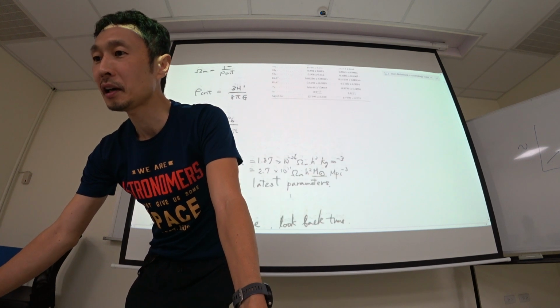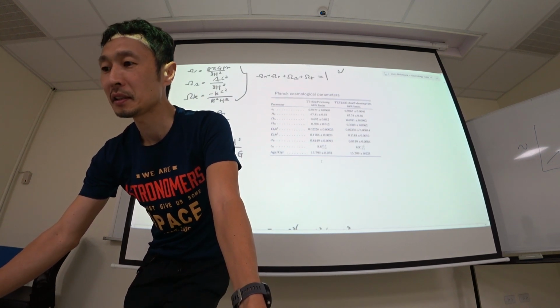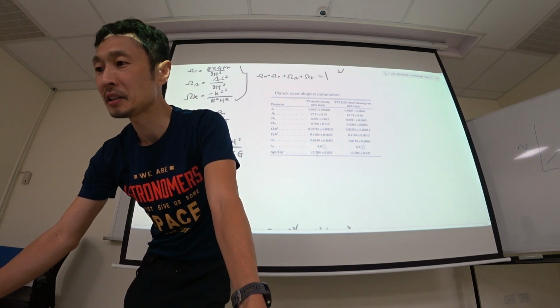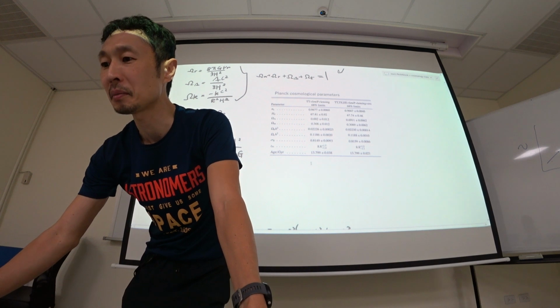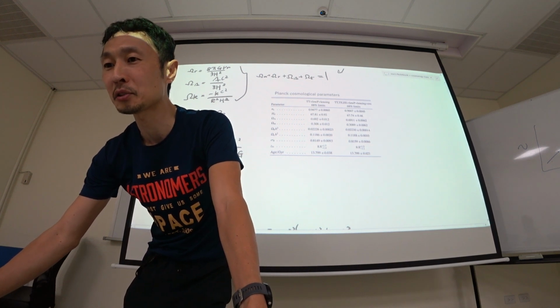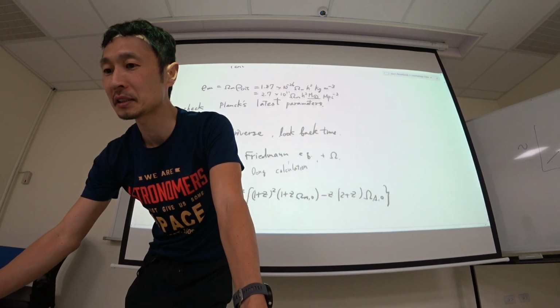Now maybe you noticed here, the age of the universe is 13.8 billion years. How do we calculate this? It's not one of these parameters, right? So how do we calculate this?